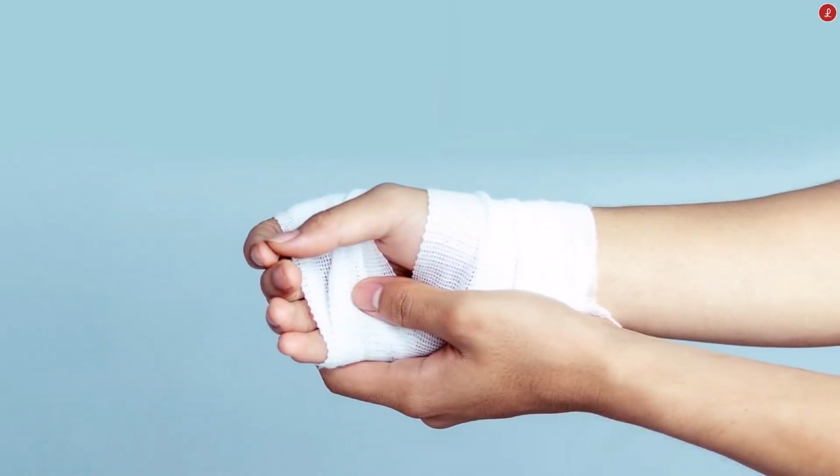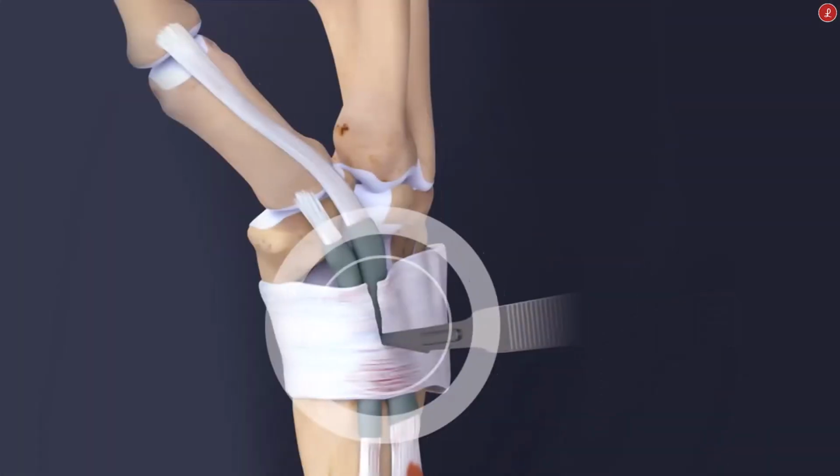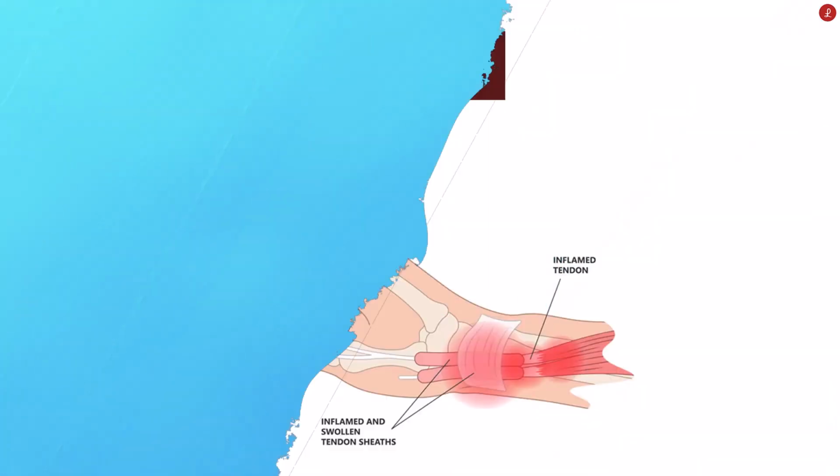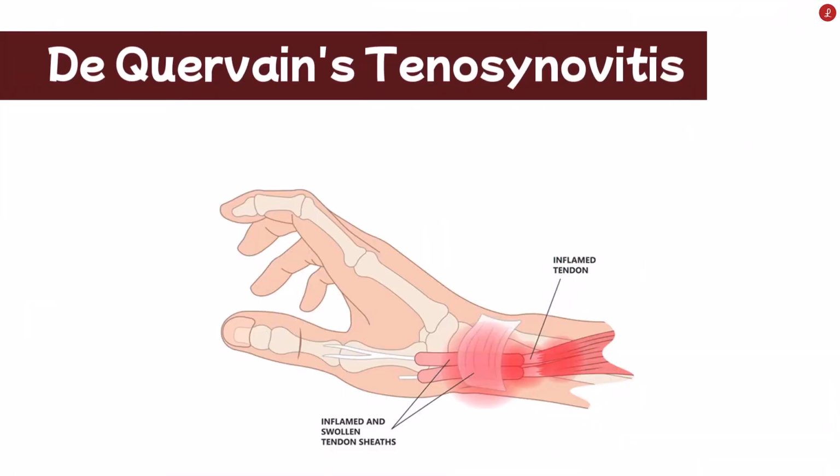So surgery may also be considered in very resistant or persistent cases. If it is more than 6 months, we may have to consider surgery. In surgery, we just release the tendon sheath. It is very important to seek medical attention if you are experiencing the symptoms of DeQuervain's tenosynovitis, as early diagnosis and treatment can help to prevent further complications and improve the chances of a full recovery.